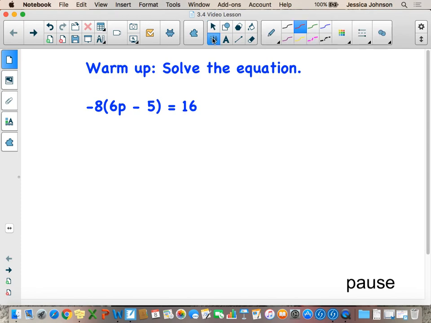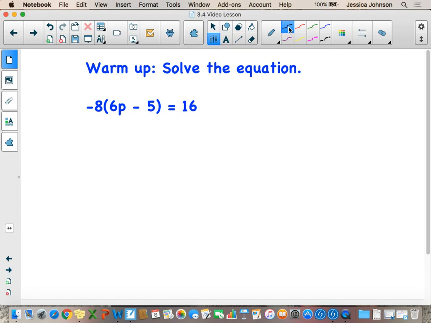Today we're going to be doing section 3.4, writing equations. What I'd like you to do right now is please pause the video and do the warm-up. Alright, so hopefully you had an opportunity to do the warm-up. Now we're going to review how to do it.